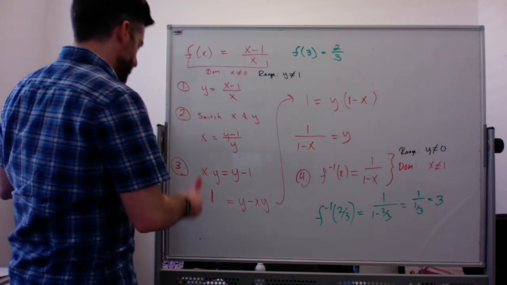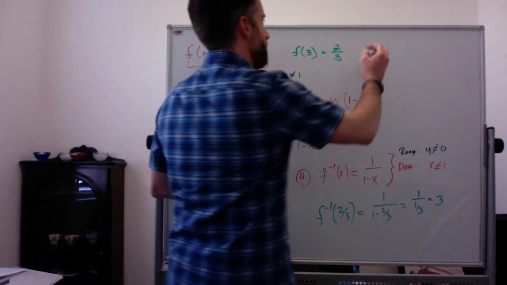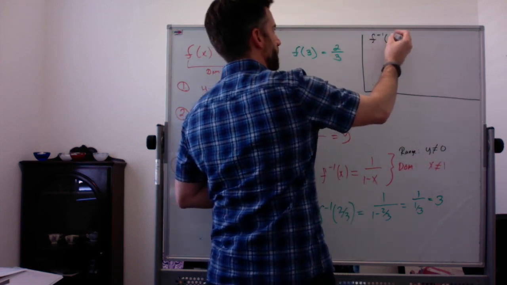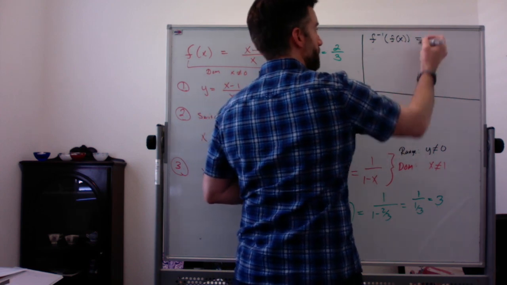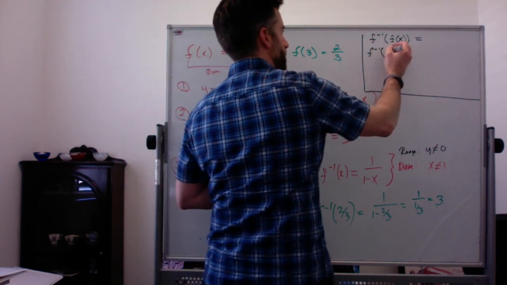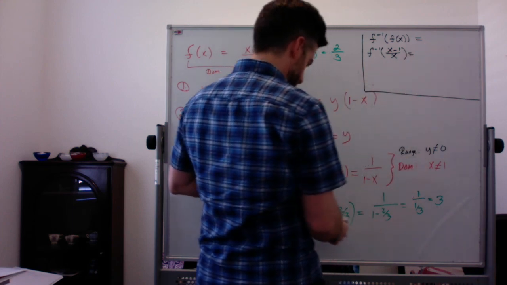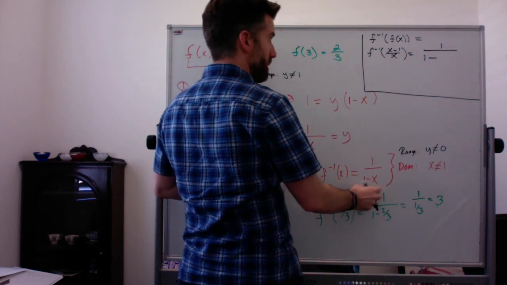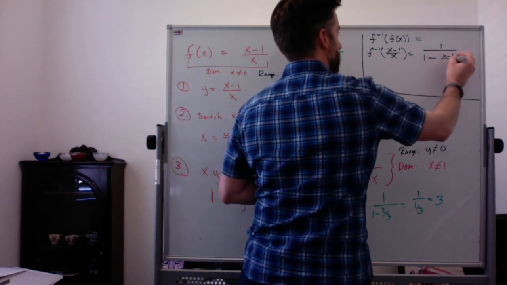We can also show another thing which is true about these inverse functions, which is that if you compose them, if you look at f inverse of f of x, it's going to equal x. Right, I get f inverse of x minus 1 over x, which is, I'm going to plug into this function now, so it's 1 over 1 minus, sorry, instead of x, I'm going to put x minus 1 over x.